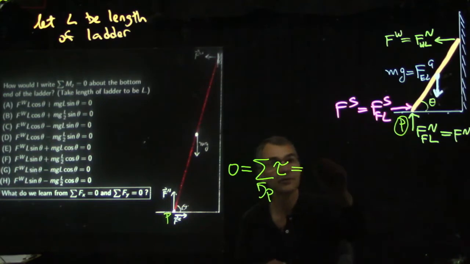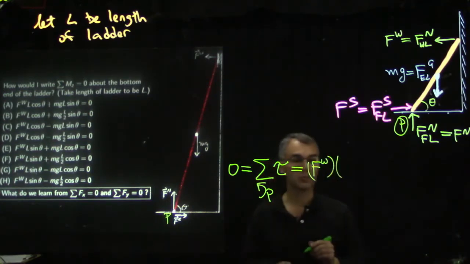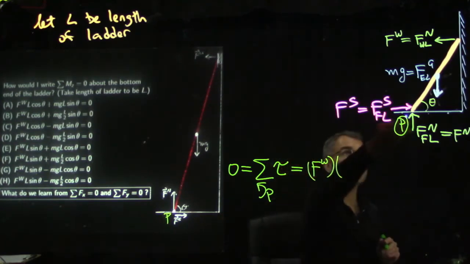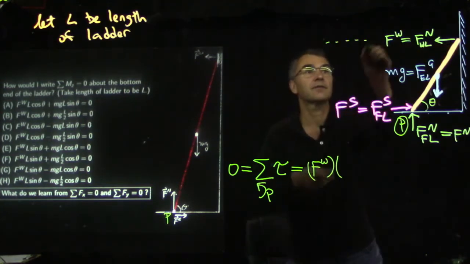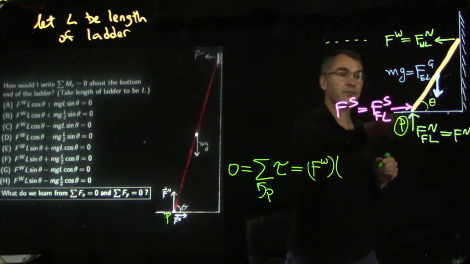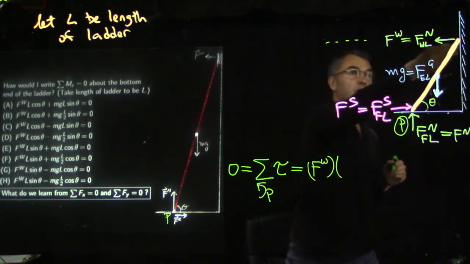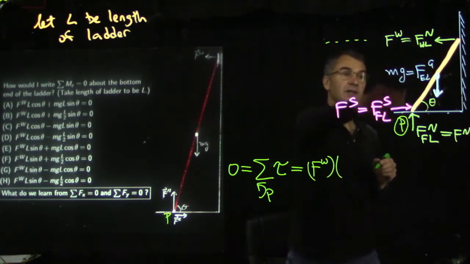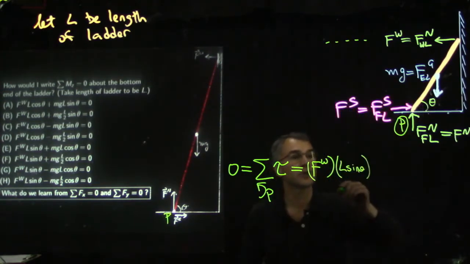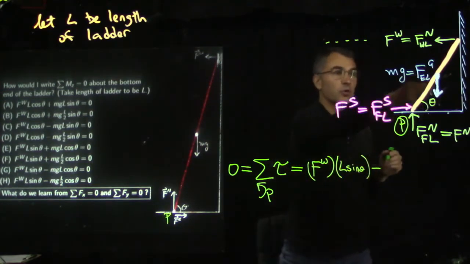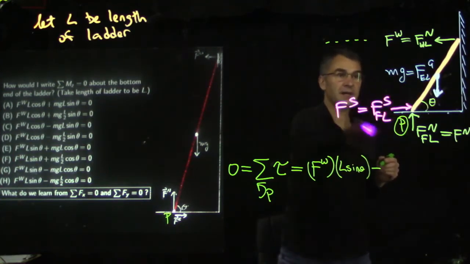So this is F wall, and then what perpendicular distance do we multiply by? That is a horizontal force, so we want a vertical distance from the pivot to the line of action of that force exerted by the wall. The vertical distance, to go with our horizontal force, is the length of the ladder times sine theta. That's our counterclockwise torque. Then the only other torque we have is the torque due to gravity, which is clockwise, so it gets a minus sign.